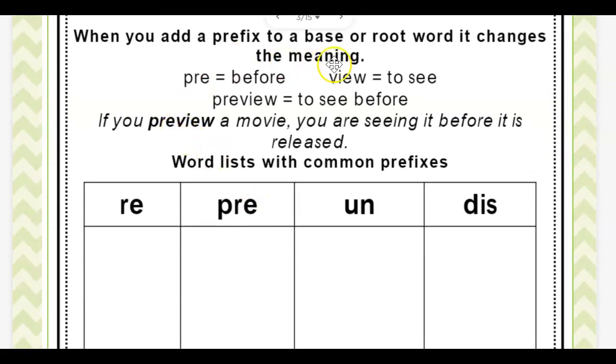Now, when you add a prefix to a root word, it changes the meaning, just like we talked about with pre. If I add pre to the word view, which means to see, and pre means before, that changes the meaning to see before, preview. If you preview a movie, you are seeing it before it is released.